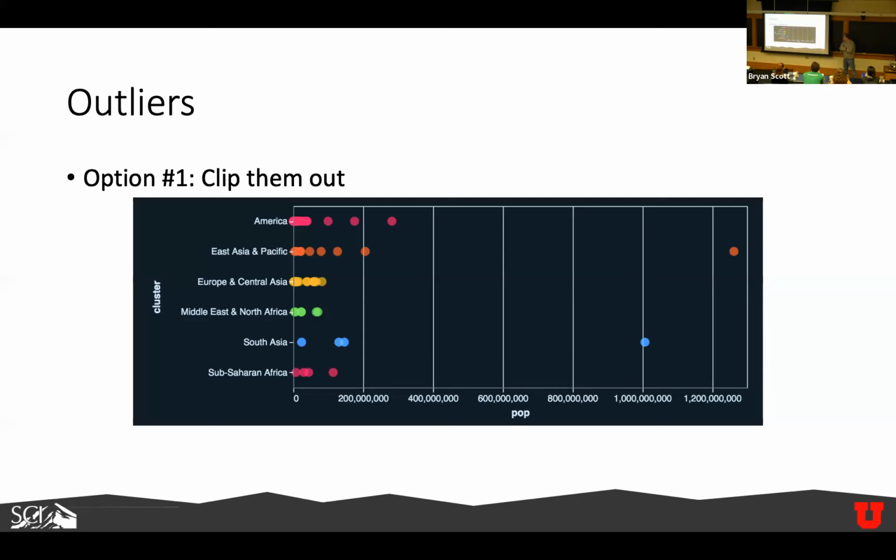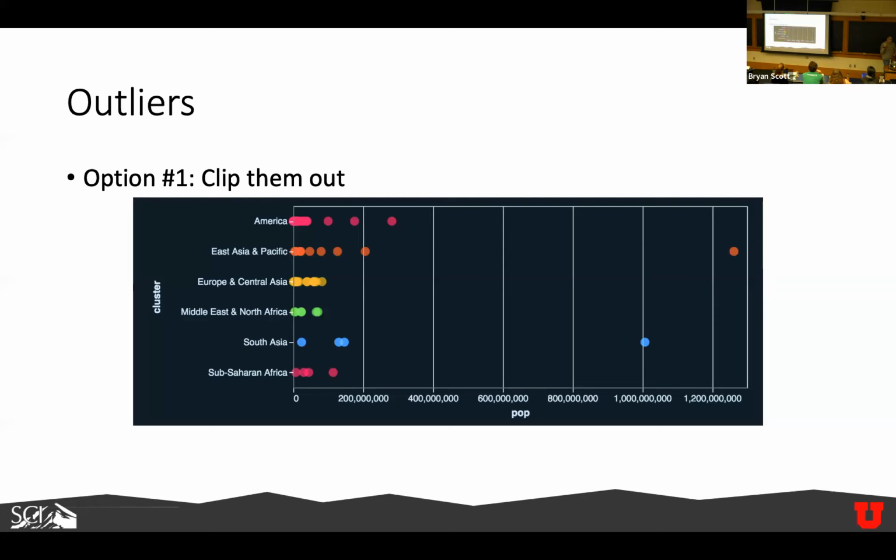What else? What are you all going to do if you have outliers in your data? Use a log norm scale. Okay, so you could use a log scale. Good option. And then we had another one earlier, which was broken scales.